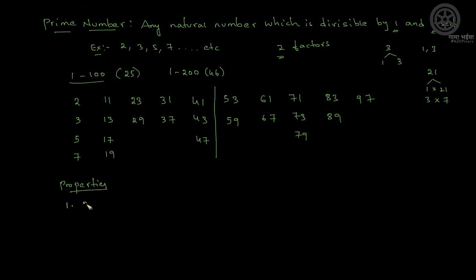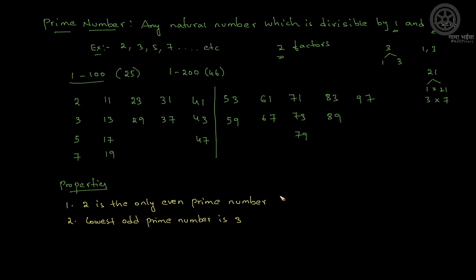Right. First one. 2 is the only even prime number. If the question asks which of the following is the only even prime number, then the answer should be 2. Right? And the rest of the numbers are all odd numbers only. If you want to ask a bit like which is the lowest odd prime number, the lowest odd prime number is 3.